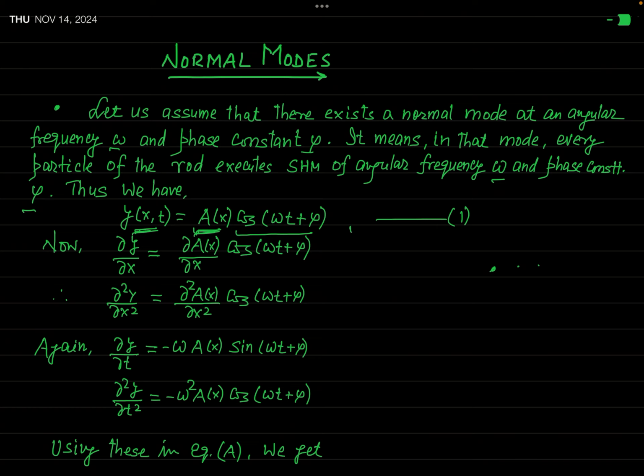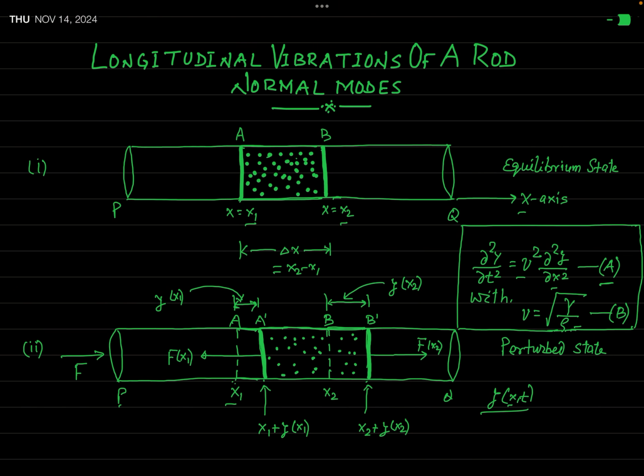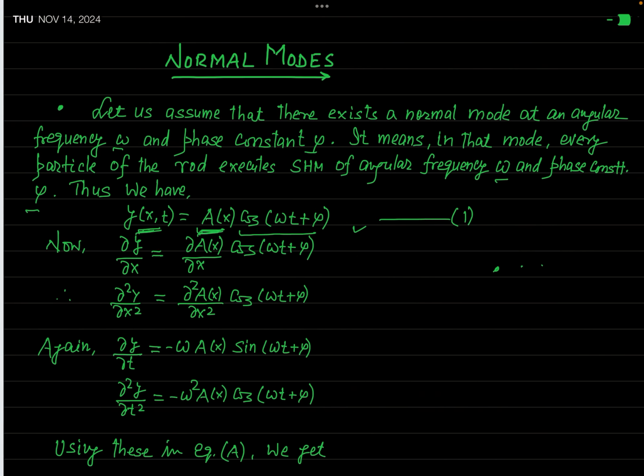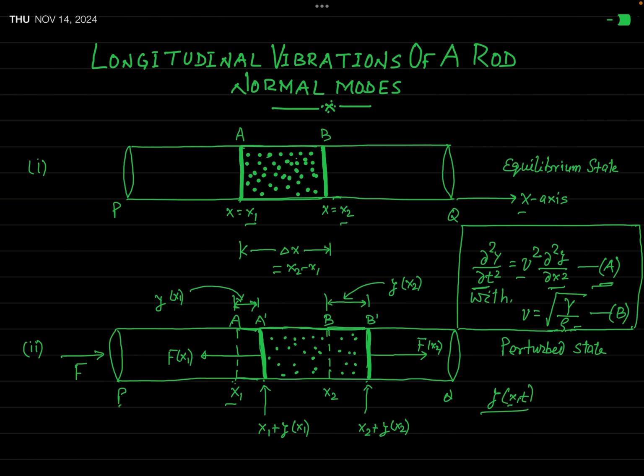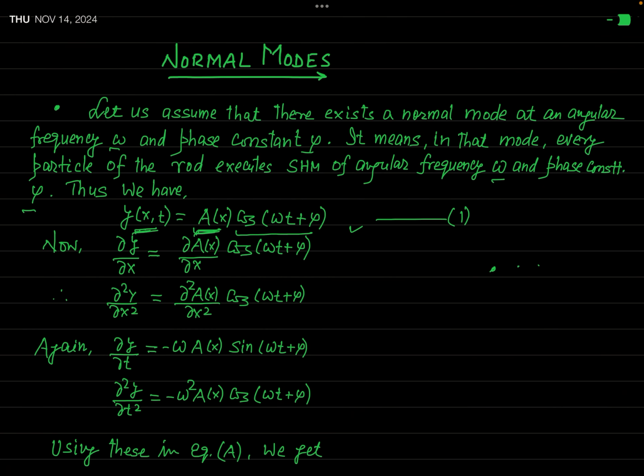Actually now from this equation, our aim is to find the values of the second order partial derivative of y with respect to t, and also the second order partial derivative of y with respect to x. After finding these two partial derivatives, we will substitute those values in this equation of motion A, and then you can obtain the normal modes of frequency. So let us try to find this.